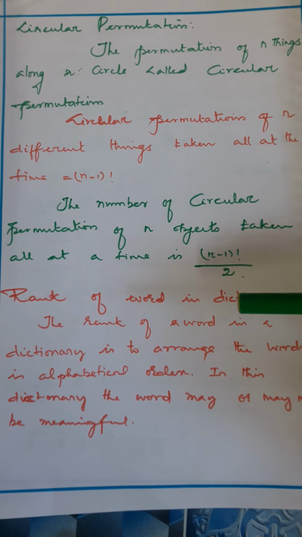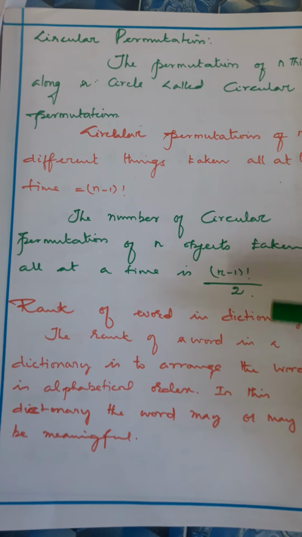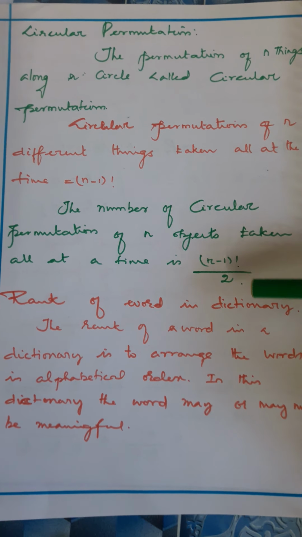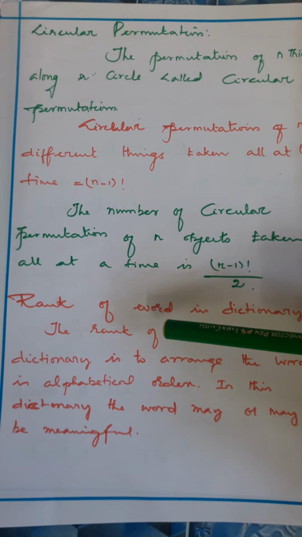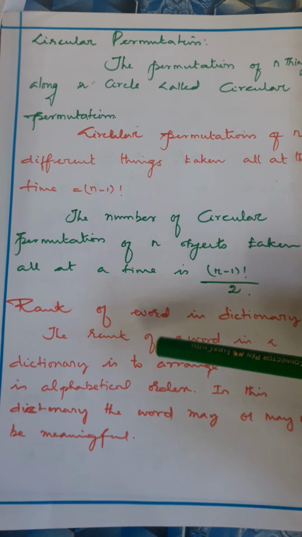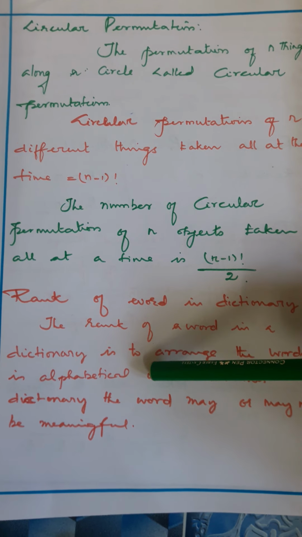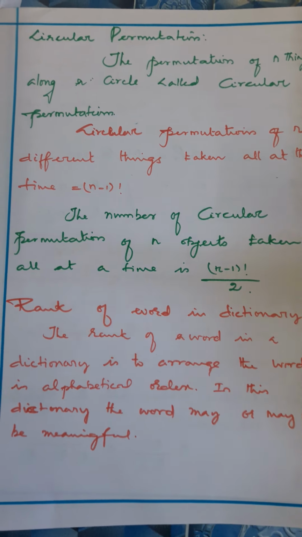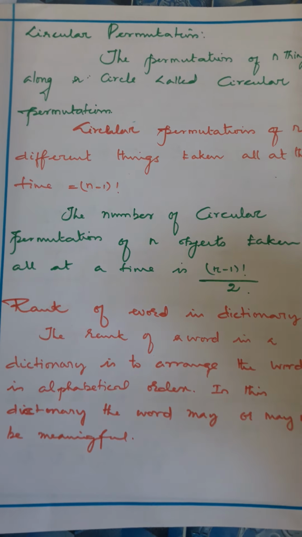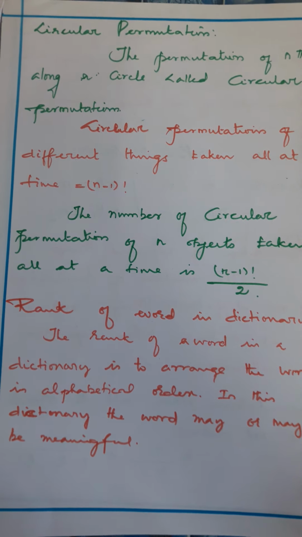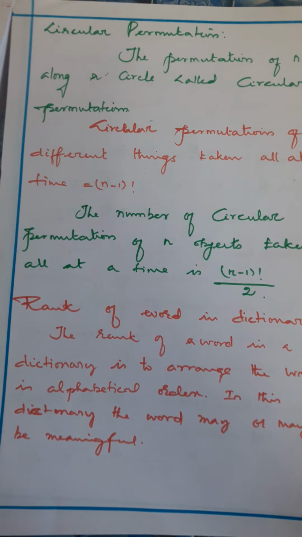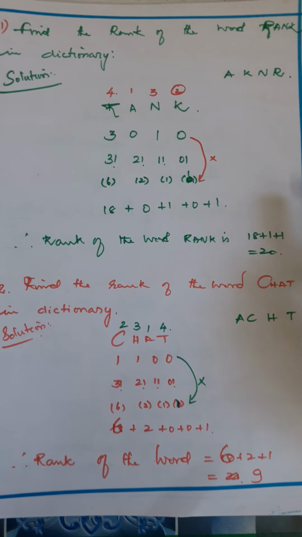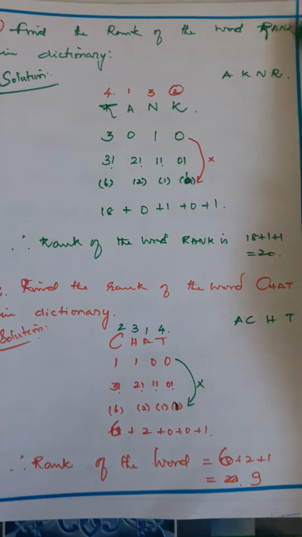The next important concept, which plays a vital role in competitive exams, is the rank of a word in a dictionary. The rank of a word in a dictionary is found by arranging the words in alphabetical order. The word may or may not be meaningful. So that is called the rank of the word. Here is one important repeated question: find the rank of the word RANK.